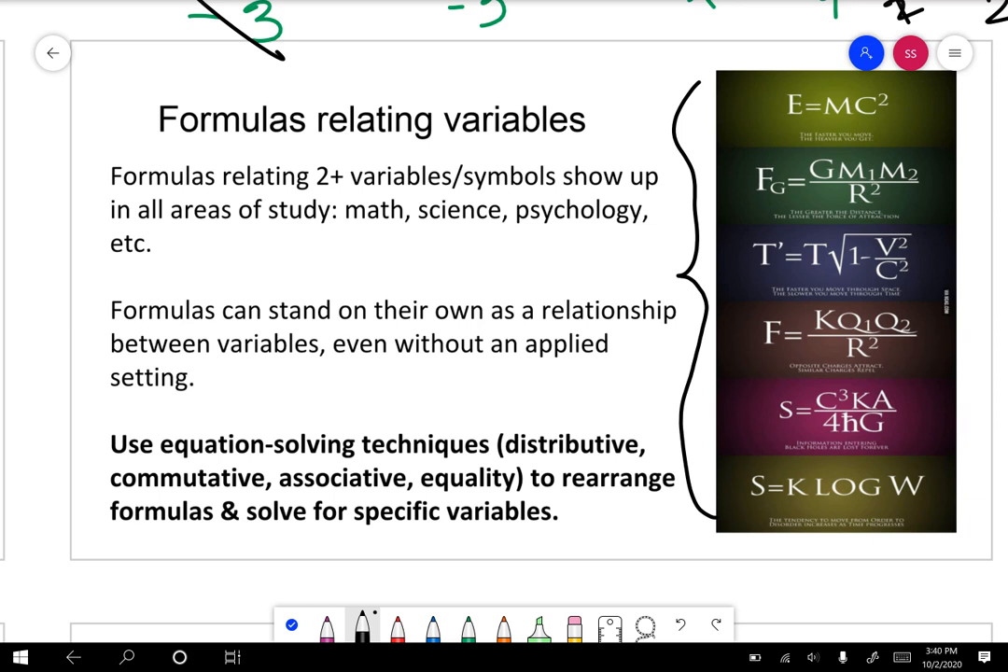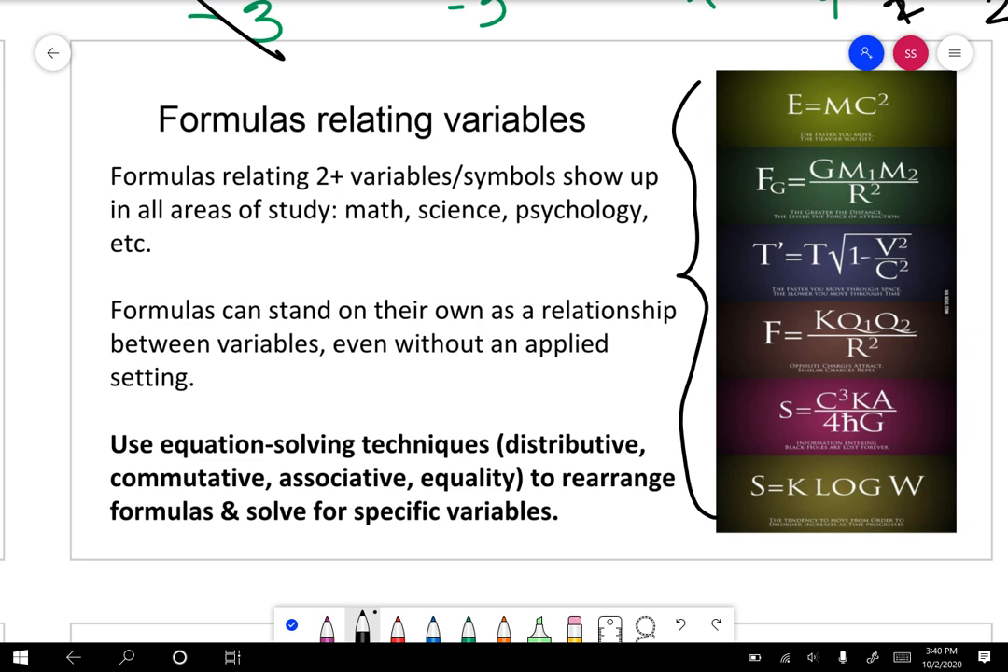We use equation solving techniques, things we've been talking about before, like the distributive property, commutative and associative properties, or properties of equality. So like adding and subtracting or multiplying things on both sides of the equation to rearrange formulas and solve for specific variables.